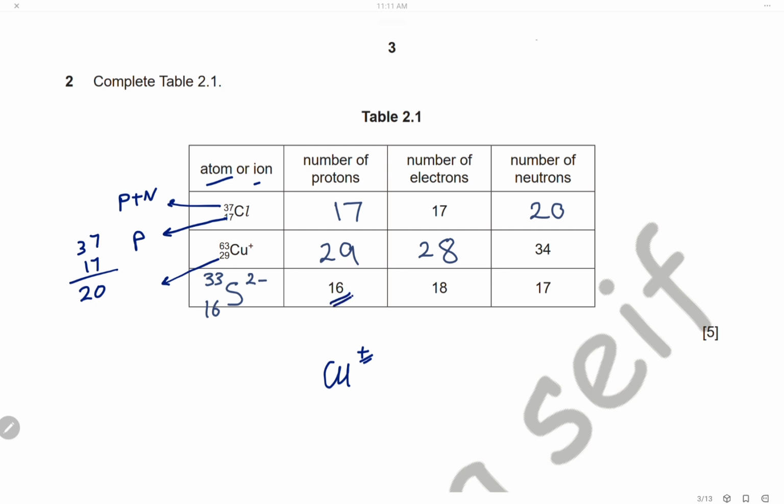The last one has a proton number 16, so we go to the periodic table and search for the atom that has 16 protons, atomic number 16, which is sulfur. Because the number of electrons is more than the protons by 2, we now have a charge of minus 2. To calculate the mass number, we add 17 plus 16, it will be 33. So the last one will be sulfur, proton number 16 and mass number 33, with the charge minus 2 because we have 2 more electrons than protons.